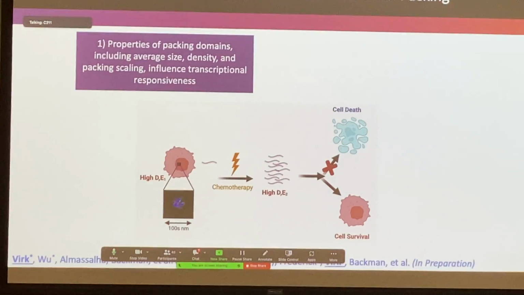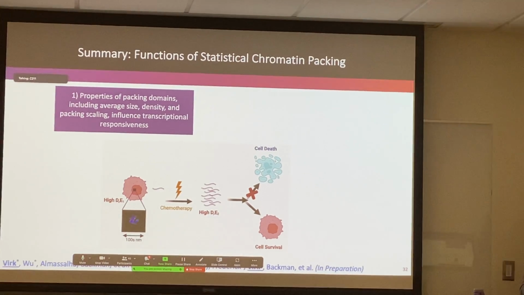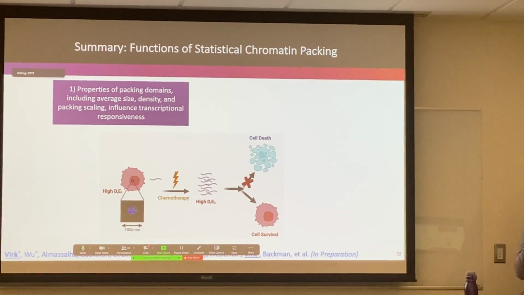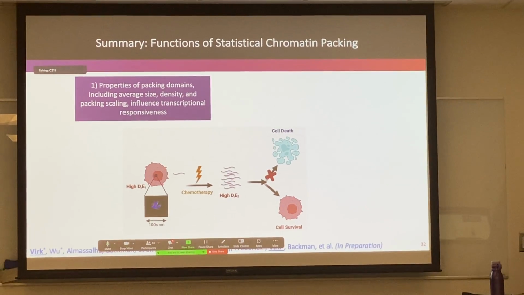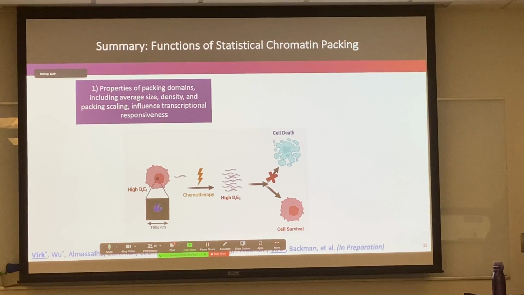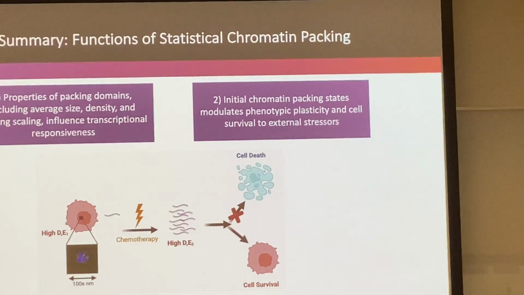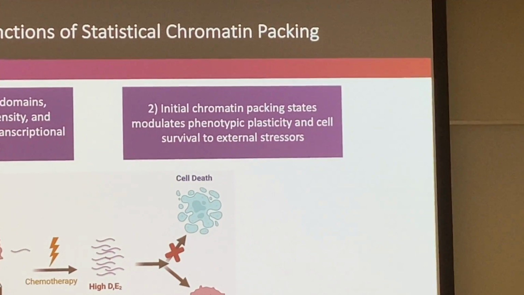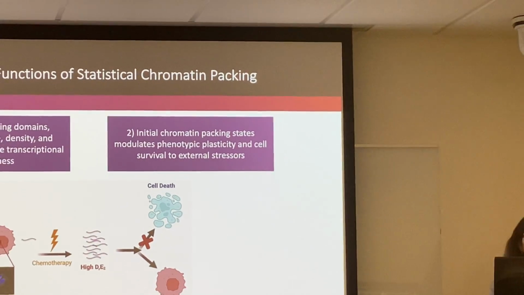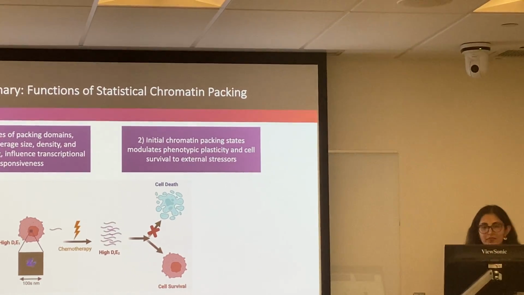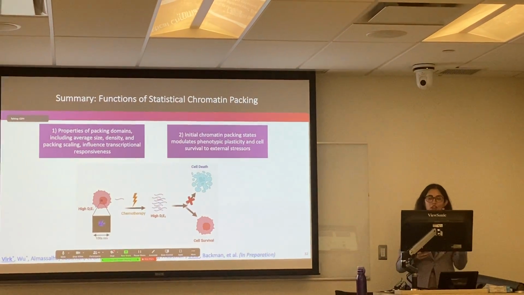So in summary, we were able first to identify the existence of these packing domains, which have these heterogeneous properties. And then with our modeling, we were able to also determine that the average size, density, and packing scaling of average properties of cell population will influence their transcriptional responsiveness. And specifically that the initial chromatin packing state and the chromatin packing scaling will modulate the phenotypic plasticity and cell survival to external stressors.